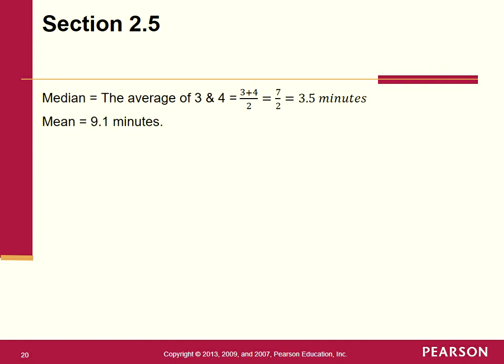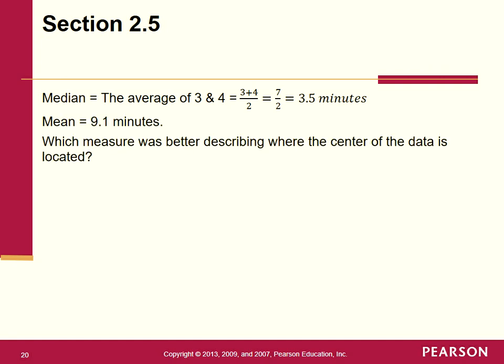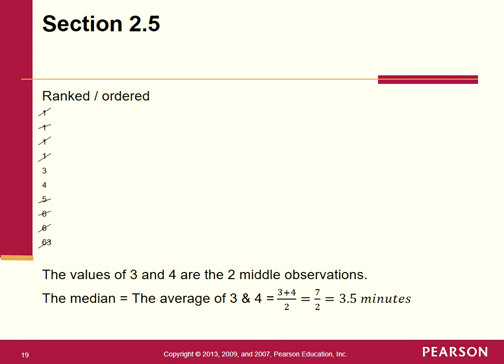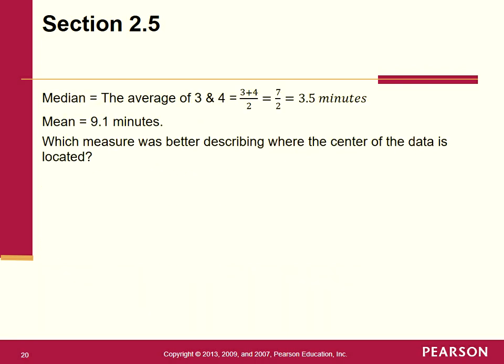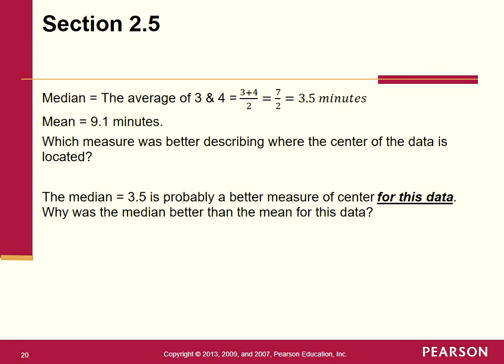The mean turned out to be 9.1. So I've got a question for you. Which measure was better at describing where the center of the data is located? Now think about it. Let's look back at our data. Which one do you think did a better job, the mean or the median? I think in this situation, the median did a better job for this data. Now, I'm not saying that the median is the best measure of center for every scenario, but for this data, it was.